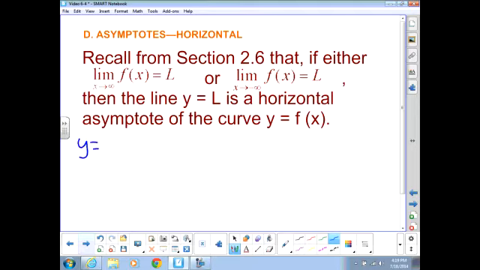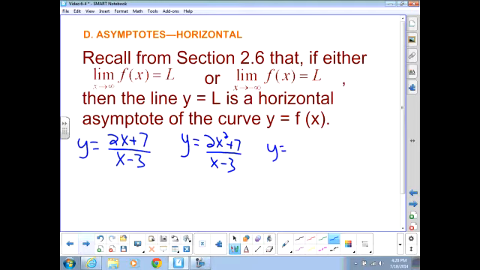Let's say we had y equals 2x plus 7 over x minus 3 as one case. Let's say we had y equals 2x squared plus 7 over x minus 3. Let's say we had y equals 2x cubed plus 7 over x minus 3. And then let's say we had y equals 7 over x minus 3. These are the different types of scenarios we could have, and you should have seen this in pre-calc.